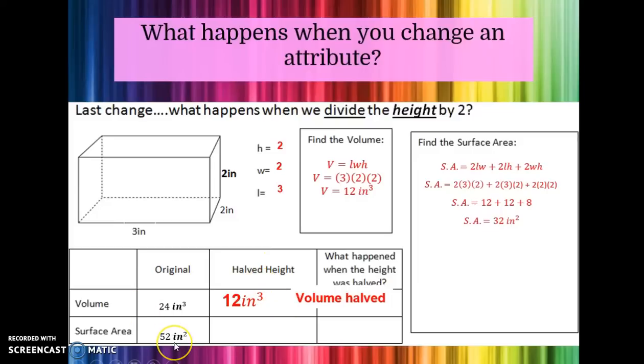Okay, so now if we look at our surface area, originally it was 52 inches and now it's 32 inches. Well, 32 inches means that our surface area decreased, and it decreased by 20 inches squared. So write those things down. If you need to pause and go back at any point or ask your teachers questions, make sure that you're doing that.